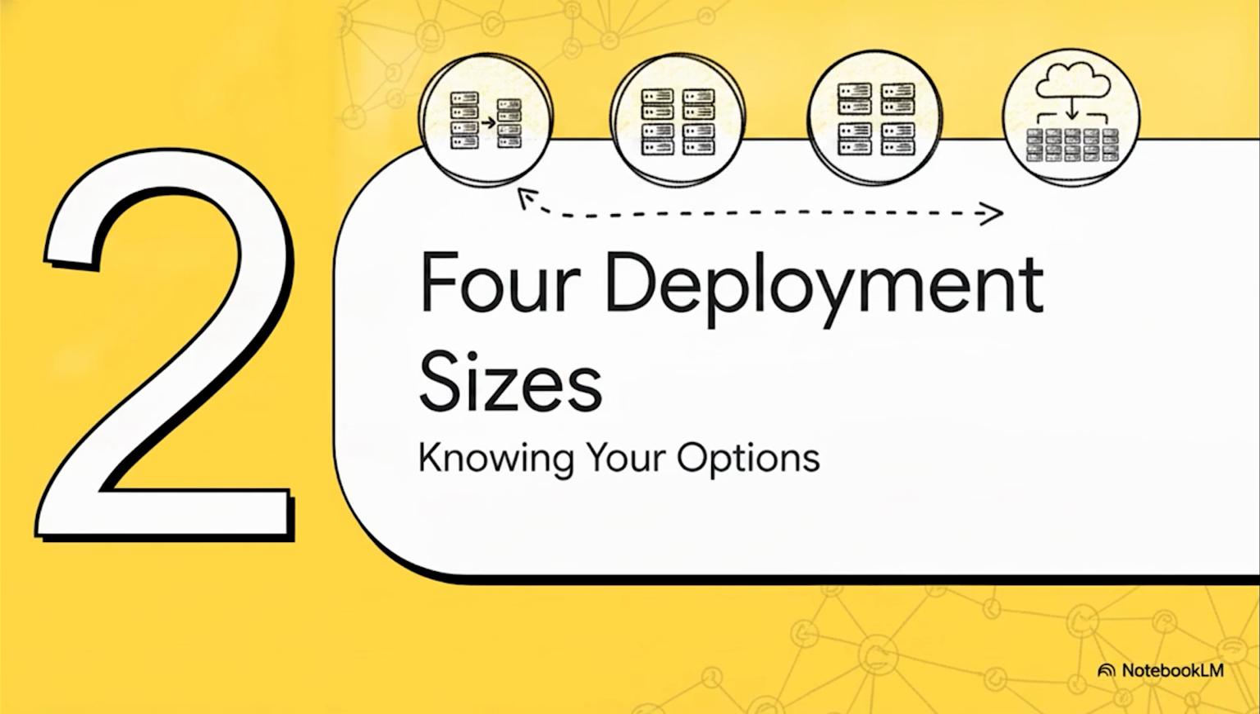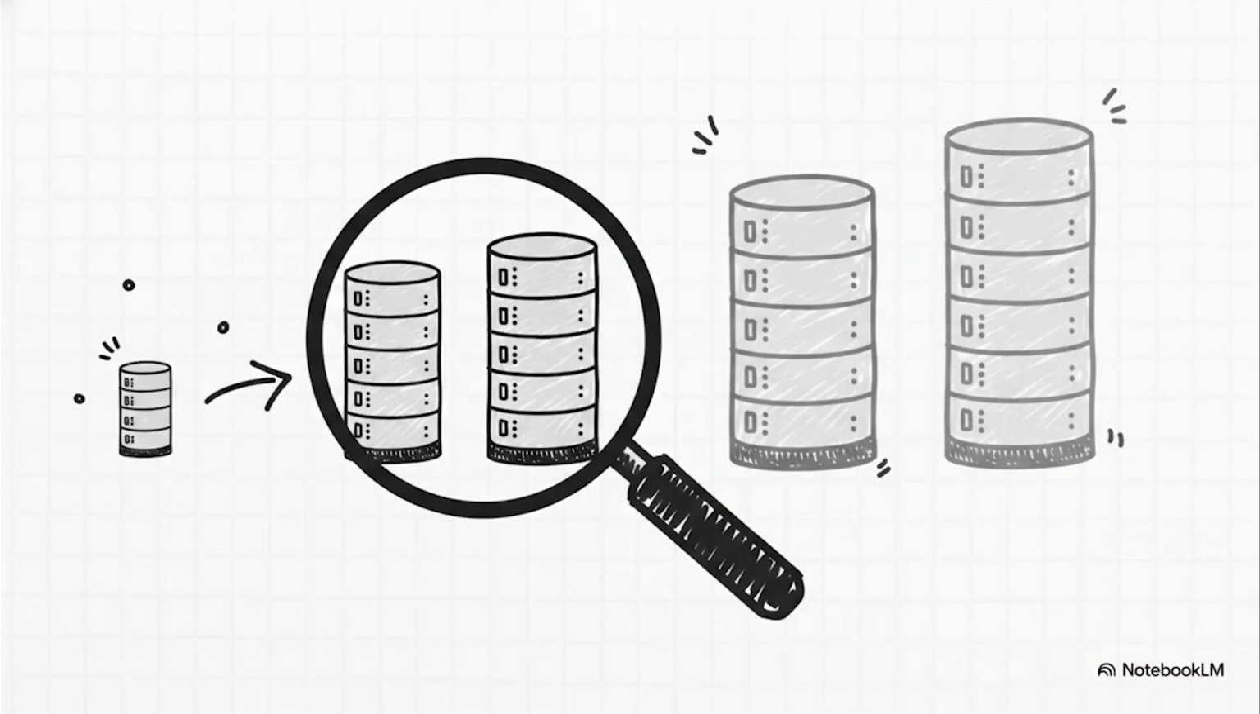Moving right along to Section 2, the 4 deployment sizes. Let's look at the actual configurations you have to choose from. We have 4 base configurations to work with: XSmall, small, large, and extra large. Now here's a massive tip for the exam. While all 4 sizes exist, you really need to focus your energy on contrasting the bottom 2, XSmall and small.